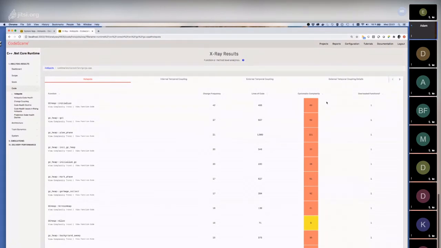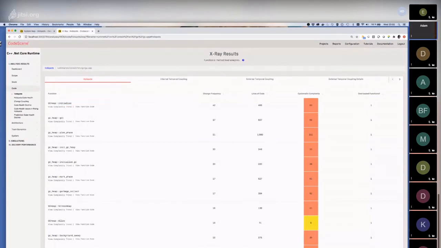The reason we have it in the X-ray in CodeScene is because cyclomatic complexity is a very good estimate on the number of unit tests you would need to execute all the paths in this initialize hotspot. So it basically shows us that we need 63 unit tests just to test the initialize method. So that kind of tells us something about the complexity of that code anyway.